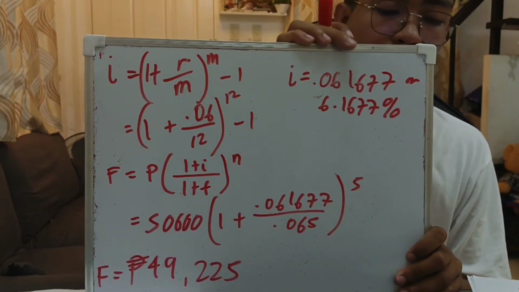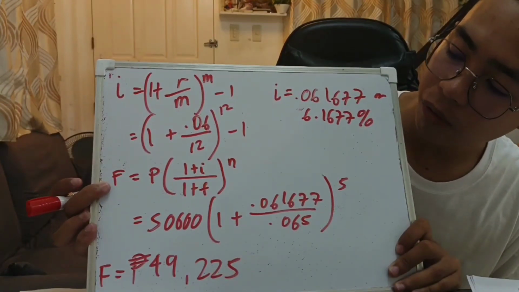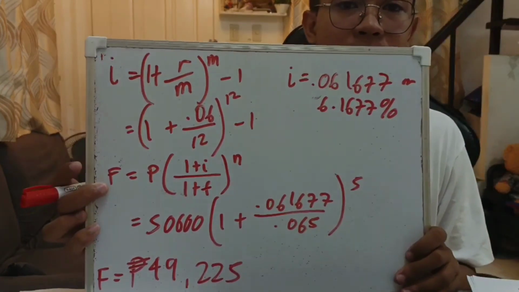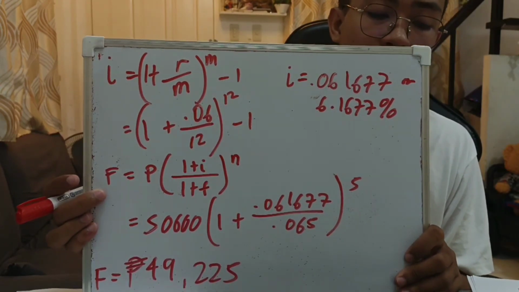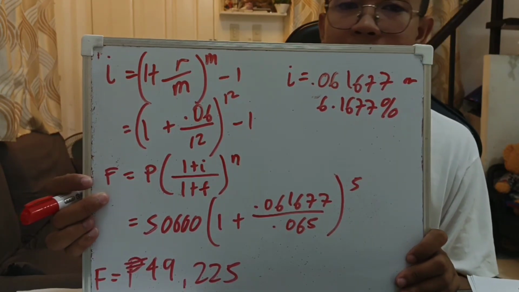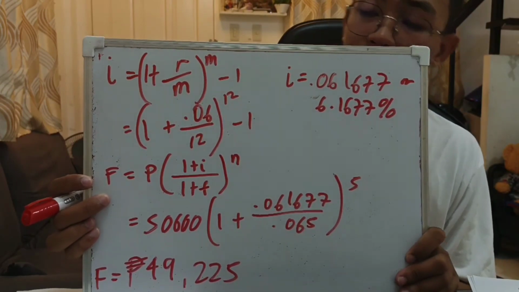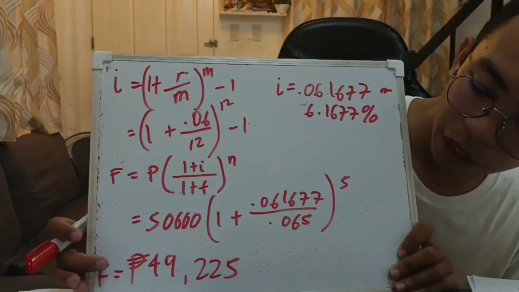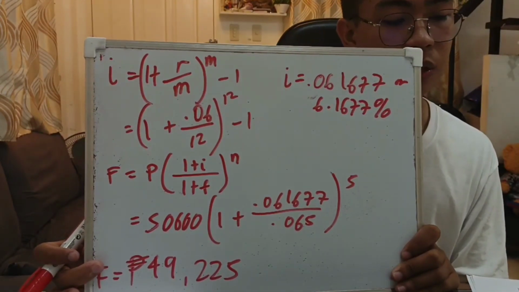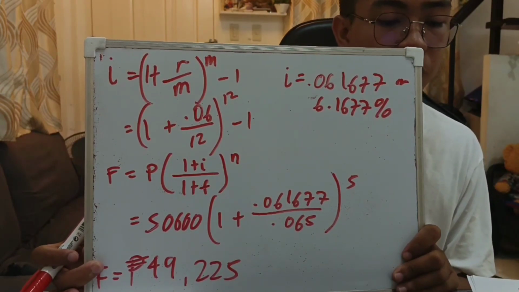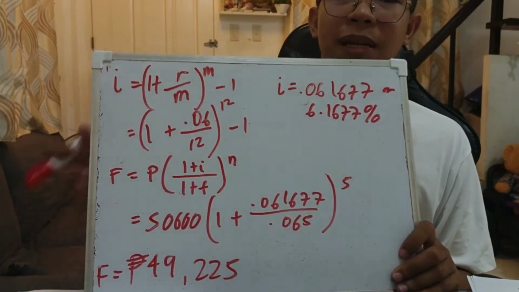So we'll be using this to calculate for the original principal. So F is equal to P times the quantity of 1 plus I over 1 plus F to the power of N. So 50,000 times the quantity of 1 plus 0.061677 over 1 plus 0.065 to the power of 5, and we will be arriving at 49,225 pesos. So yes, it is effective in protecting the purchasing power of the original principal.